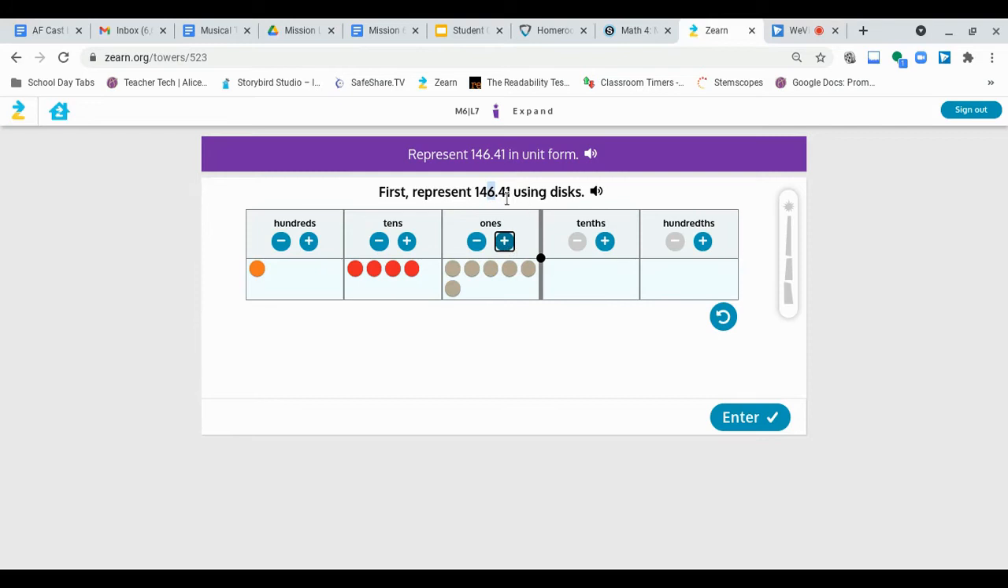Now let's look at the decimals. So my first place value is tenths. So how many tenths do I have? Well, it tells me right there, 4. So I'm going to put 4 tenths. And then how many hundredths do I have? Well, which is the very last spot here. Can't seem to highlight it, but it is 1. We have 1 hundredth.